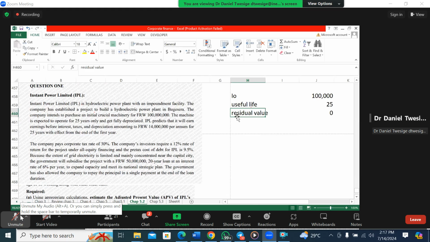IPL predicts that it will earn earnings before interest and tax, our EBIT, of 14 per year for 25 years, the useful life, with effect from the end of the first year.